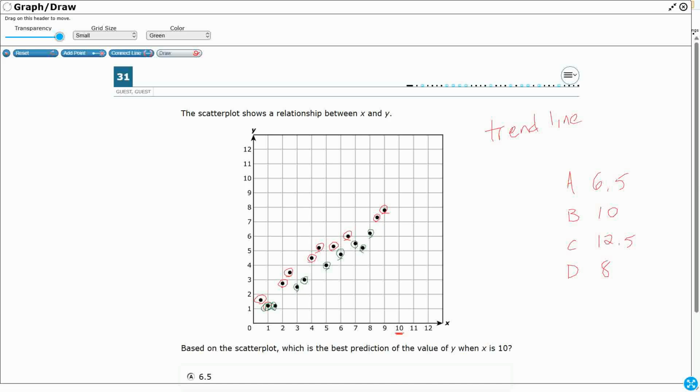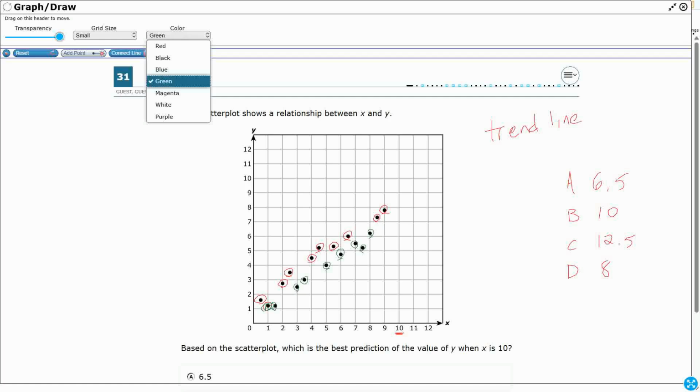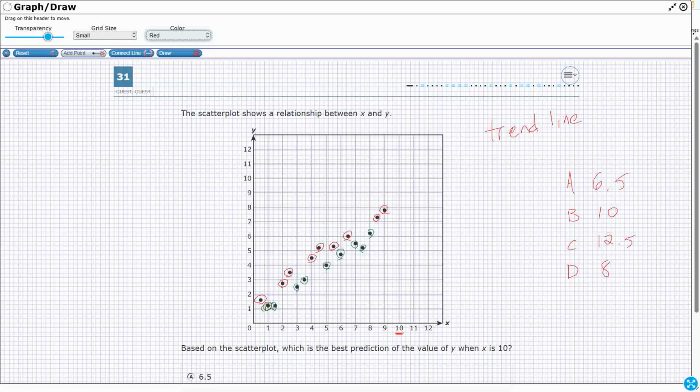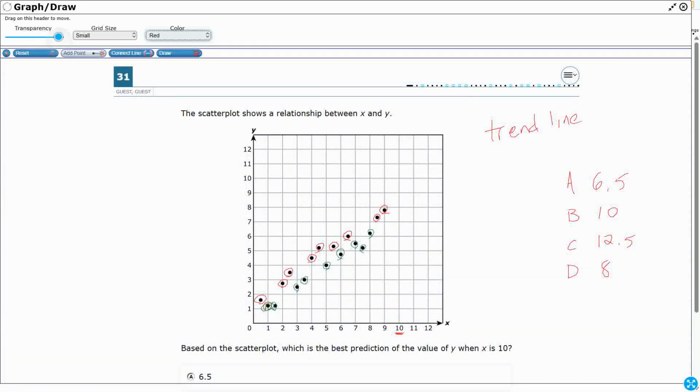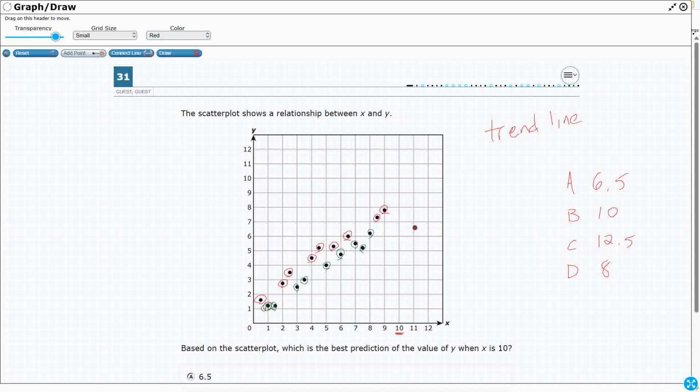Let's take a look at our answer choices. I'm going to use this add point feature, and I will make them red. All right, so we're looking for the value of y when x is 10. So everything is going to be on this 10 value. We've got lines that don't go exactly through 10, so it might be a hair past 10, but that's going to be fine. So we're looking at 6.5, so that's going to be right there between the 6 and the 7. We'll put it right there.